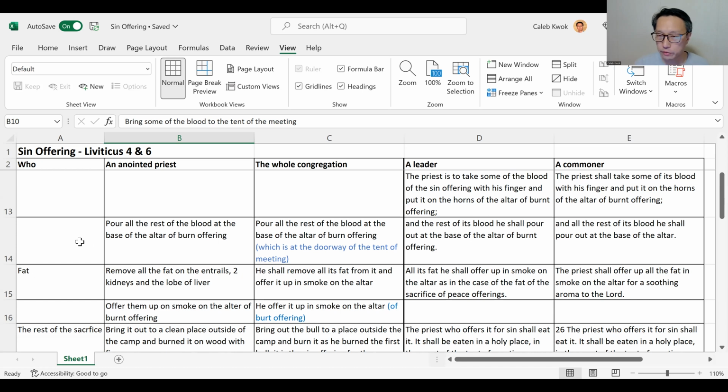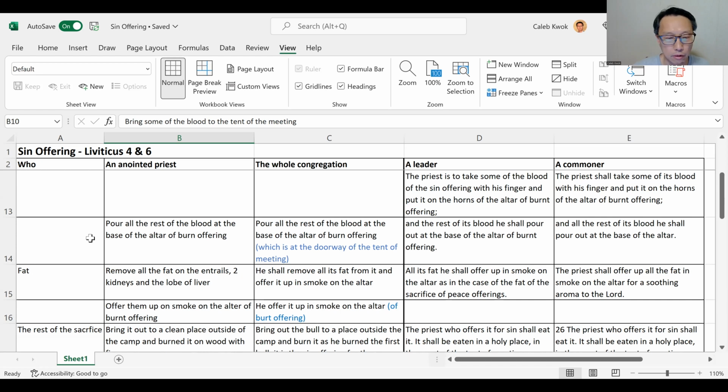There is specific instruction about fat. Okay, the priest was to remove all the fat. And then in addition to the fat, my understanding is that they need to take out the two kidneys and the liver, along with the fat, and then burn it on the altar of sacrifice.